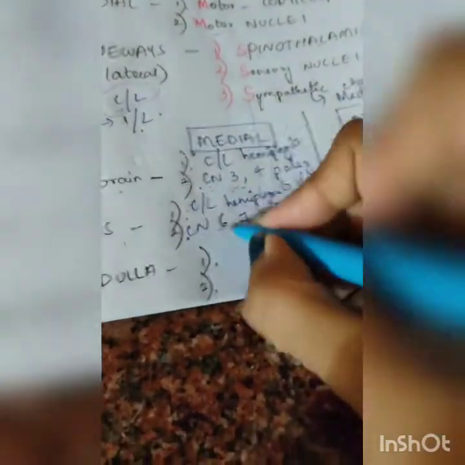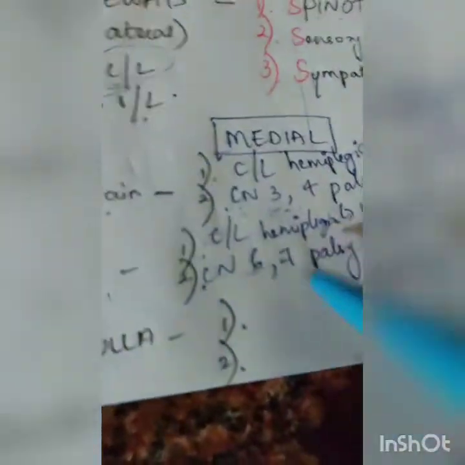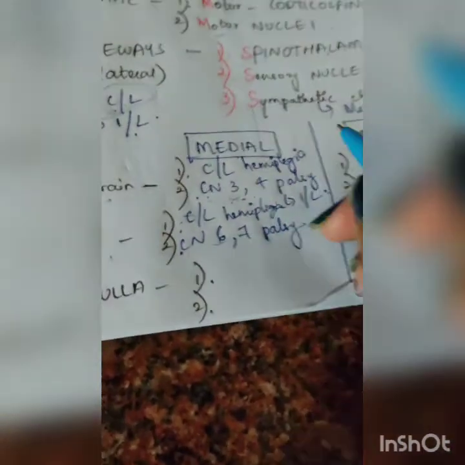So 6 is nothing but the abducens nerve. Therefore, you'll have a problem abducting your eye, that is, lateral vision. The lateral rectus muscle is going to be affected. And the facial nerve, we know the facial nerve has many motor functions. So that is going to be affected.